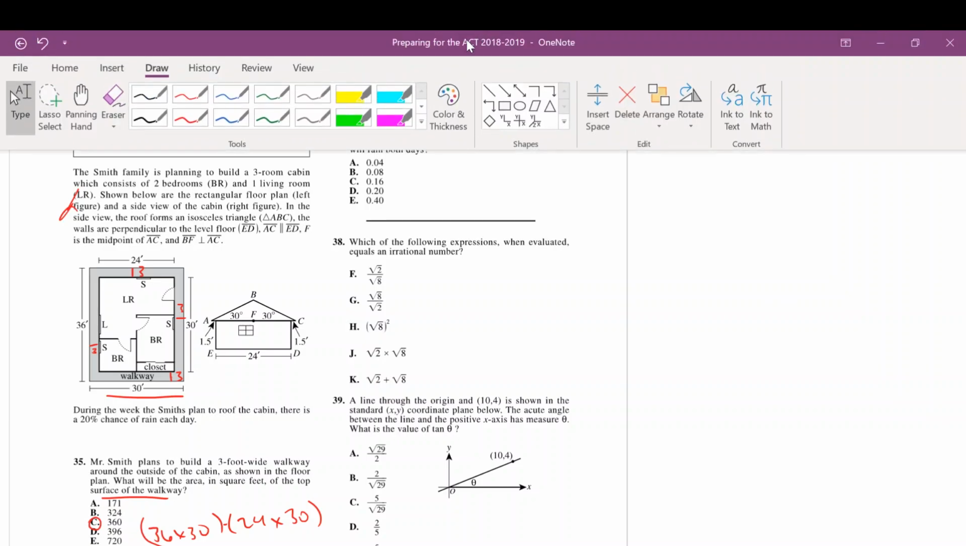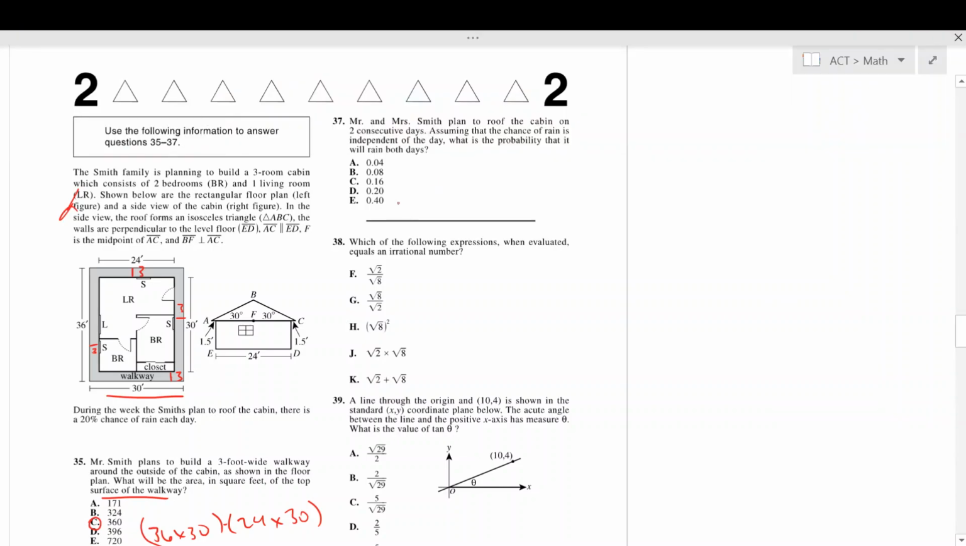Let's see. They plan to roof the cabin on 2 consecutive days. Chance of rain is independent of the day, so from this second already I can tell it's a probability question. Indeed it is. Probability that it will rain both days. So in the question we're not given the probability that it will rain on one day, so it must be in the little information here, the little blurb. So 20% chance of rain each day. That's what we need to know. So 20% is 0.2.